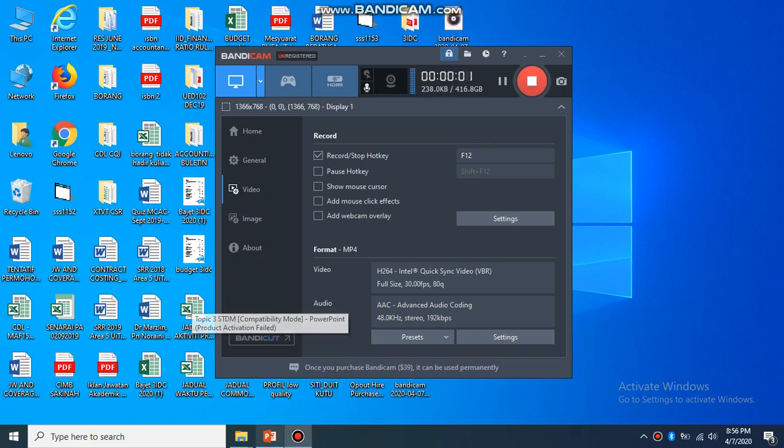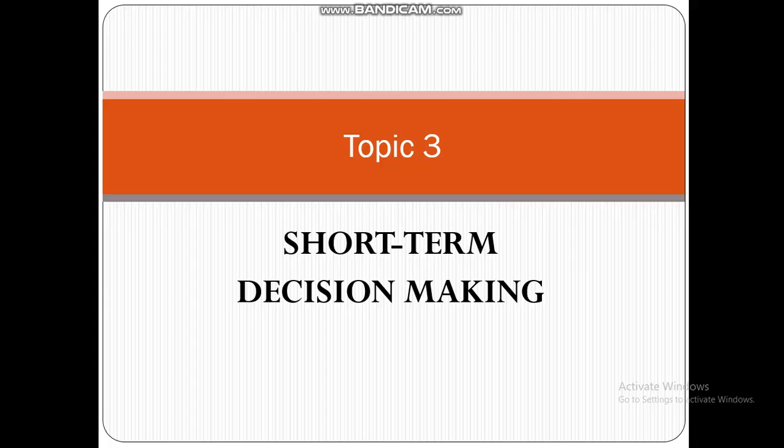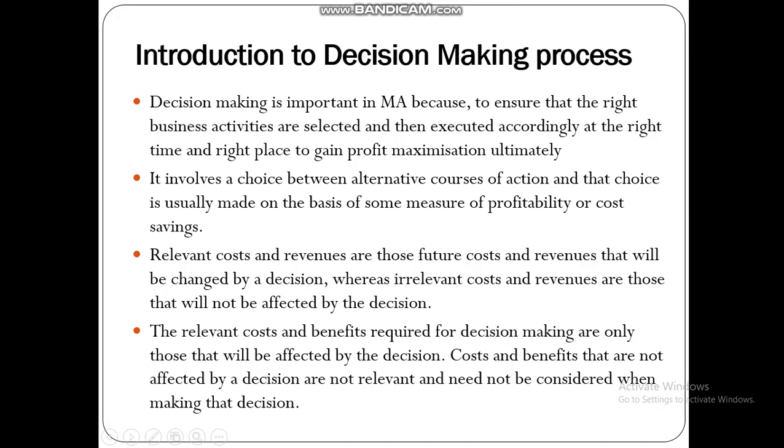Okay, today we will discuss short-term decision making, topic 3. Under short-term decision making, these are the lesson outcomes that you have to be able to know at the end of the lesson. You should be able to know about relevant and irrelevant costs, other types of classifications of costs, and 4 types of decision making.